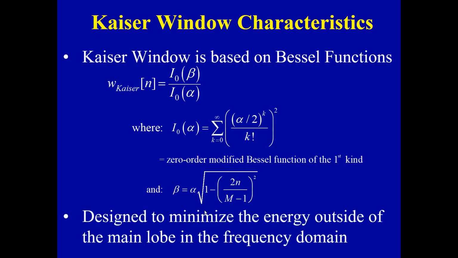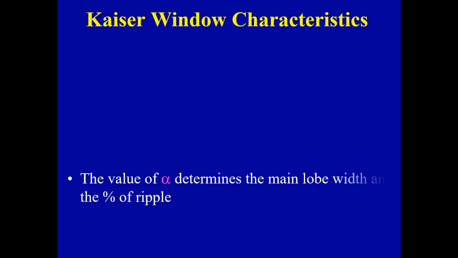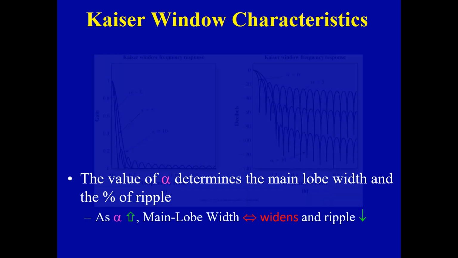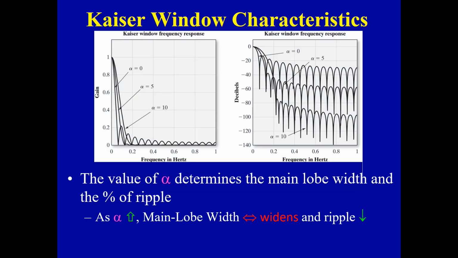And the idea behind the Kaiser window is it's designed to minimize the amount of energy that's outside the main lobe in the frequency domain. So we're minimizing the energy that would go into those side lobes so that they're as low as possible for a given main lobe width. And the alpha and the beta parameters determine the main lobe width. They're coupled. It's related to the percent of ripple.